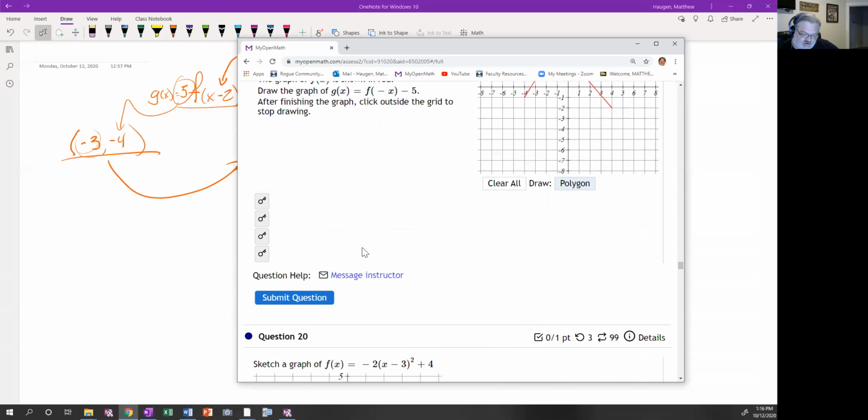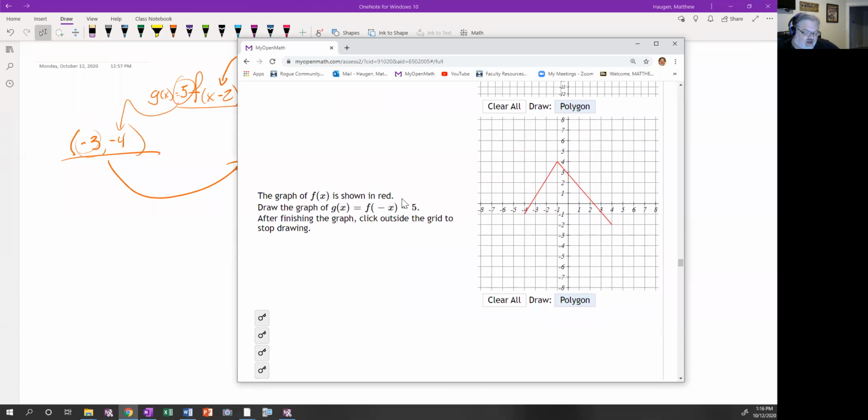Ooh, there's more of those. How many of these are this last one? Ooh, this one has a lot of negatives. So again, this negative out in front, that negative is inside the function. So that's affecting our x's. So that's going to switch us left and right.